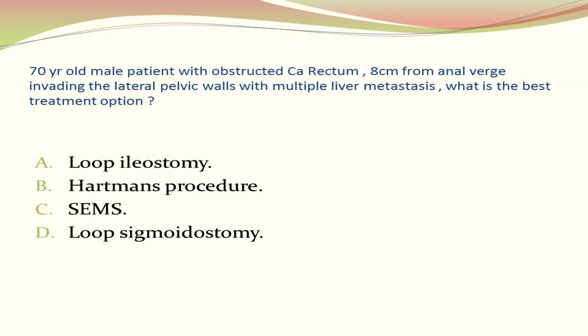Best treatment they are asked, best possible option available. Loop ileostomy करोगे आप? आपको सीकम के बारे में पता नहीं है, ट्रांसवर्स कॉलम के बारे में पता नहीं है, लूप आइलोस्टोमी करके कुछ मतलब नहीं है, otherwise will create a closed loop obstruction. Okay, so this is not an option. Will do a loop sigmoidostomy, they ask for the best option. Obstructed CA rectum है, so best option is SEMS.